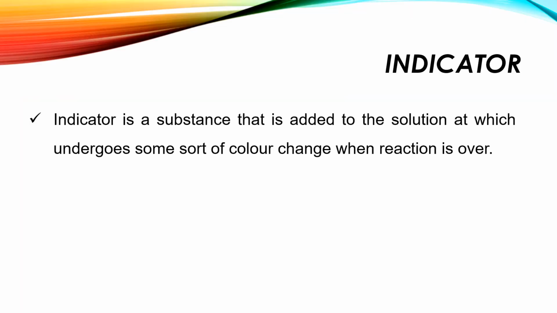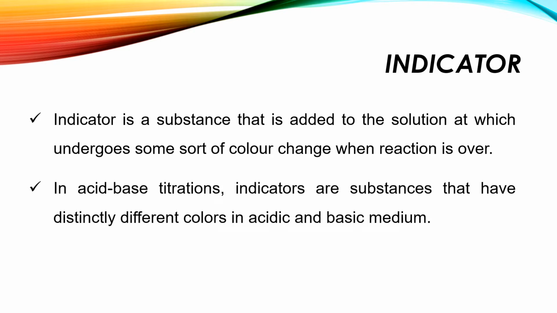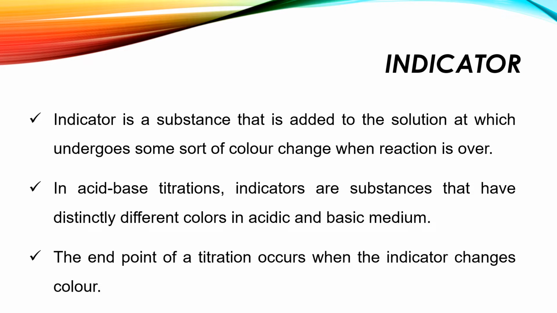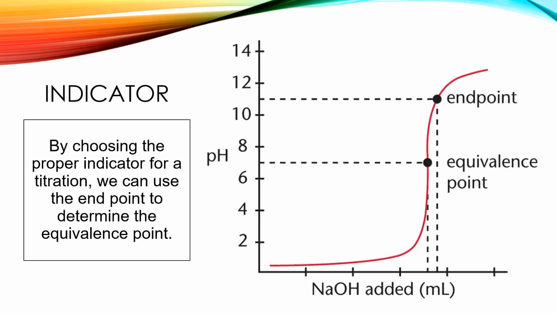The indicator. An indicator is a substance that is added to the solution and undergoes some sort of color change when the reaction is over. In acid-base titrations, indicators are substances that have distinctly different colors in acidic and basic medium. The endpoint of a titration occurs when the indicator changes color. By choosing the proper indicator for a titration, we can use the endpoint to determine the equivalence point.